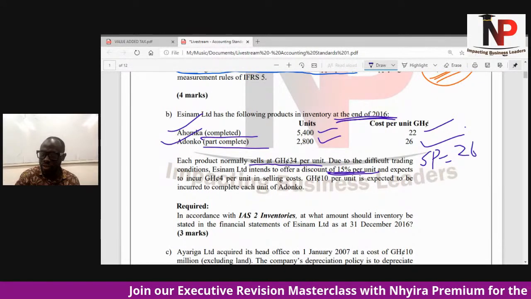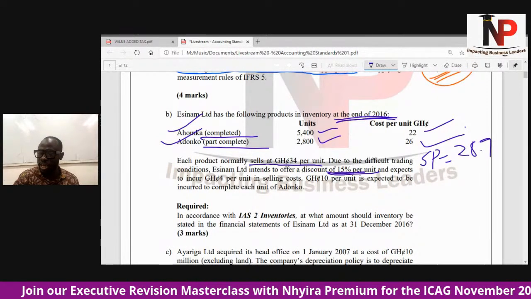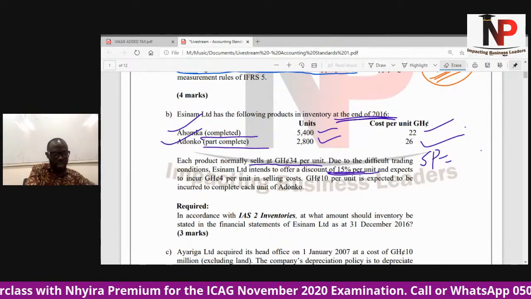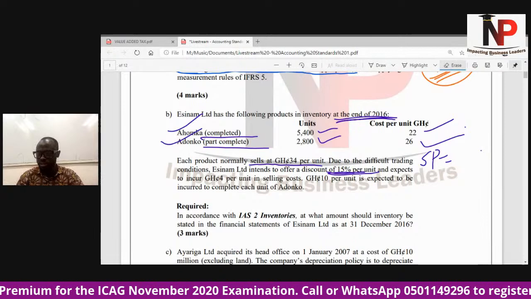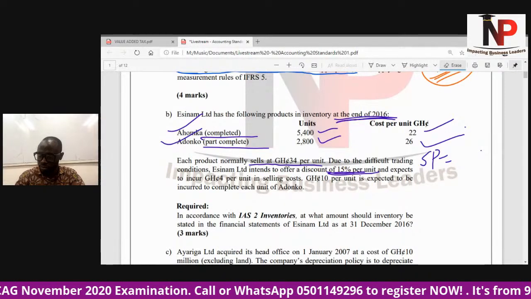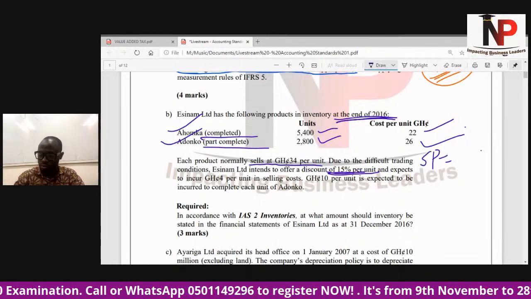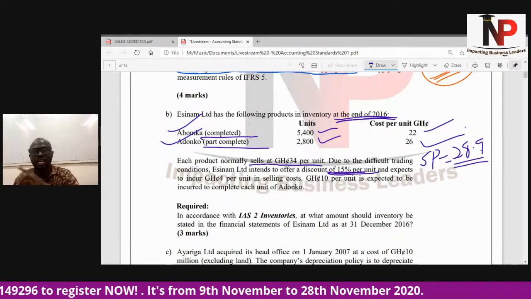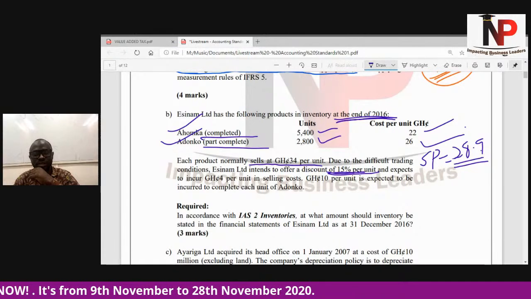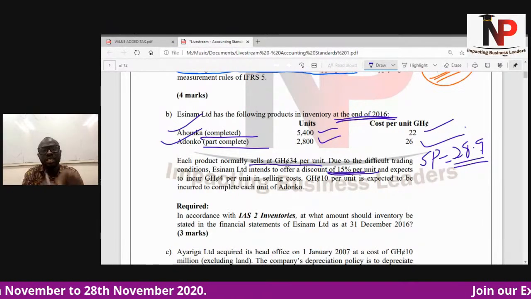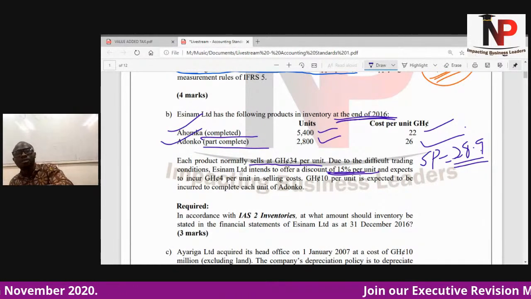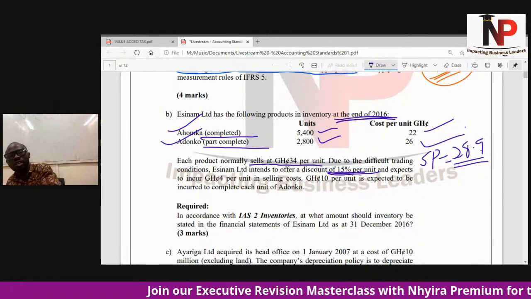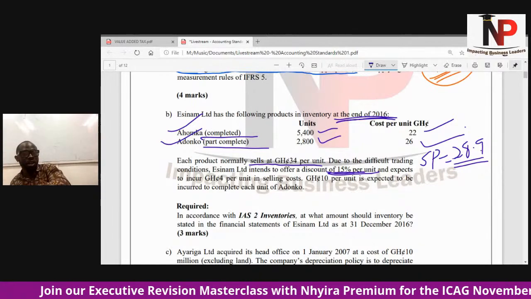So that is our new selling price, 28.9. That is the new selling price per unit. That's what we're going to use. So we're not going to use the 34 because of the discount built up in the question that the company is going to offer. So now the selling price we're going to use is 28.9.